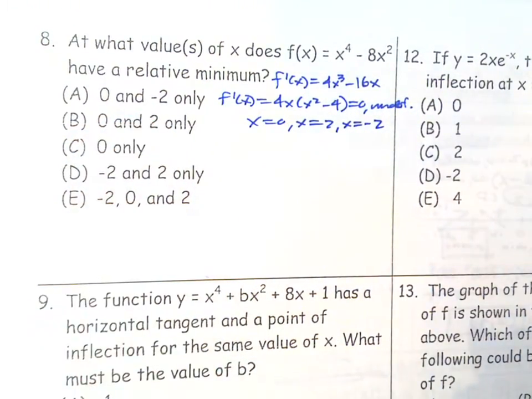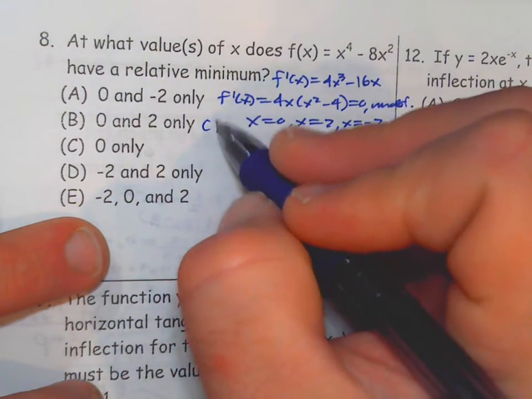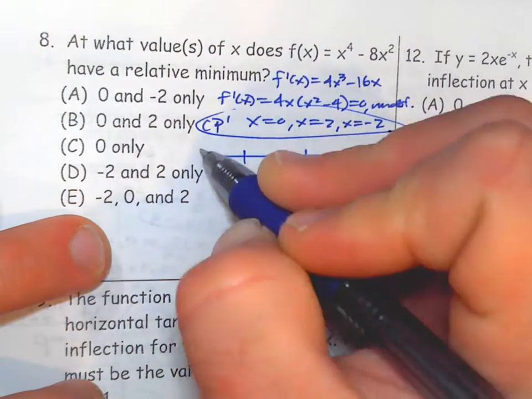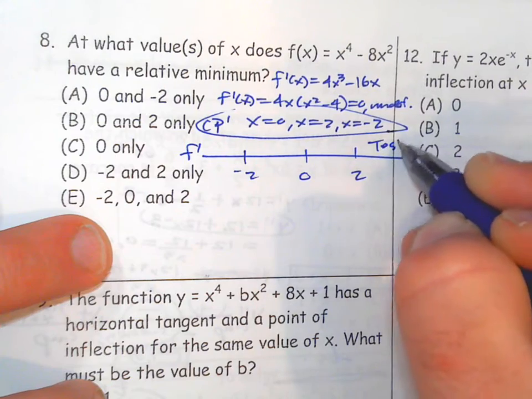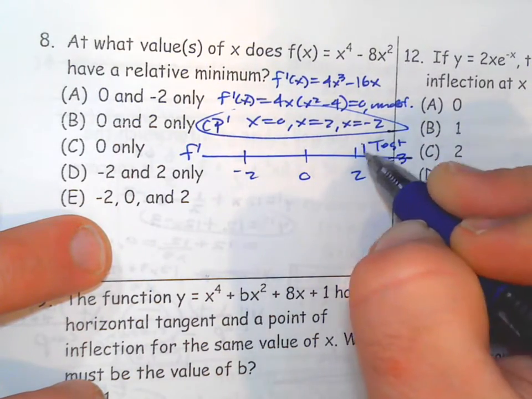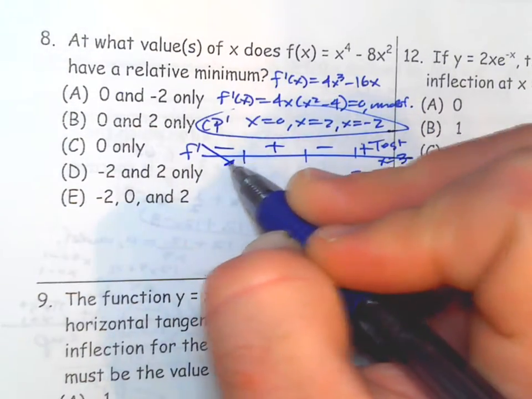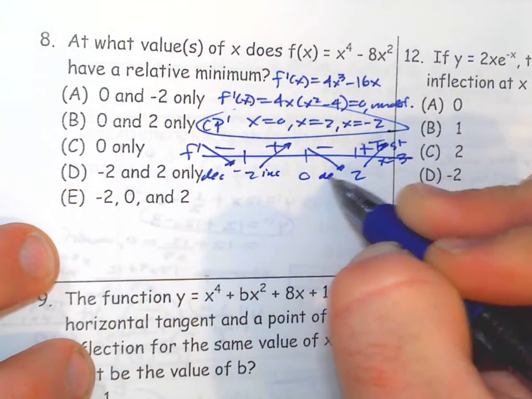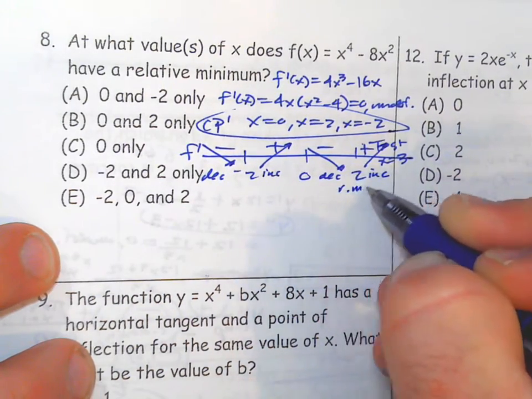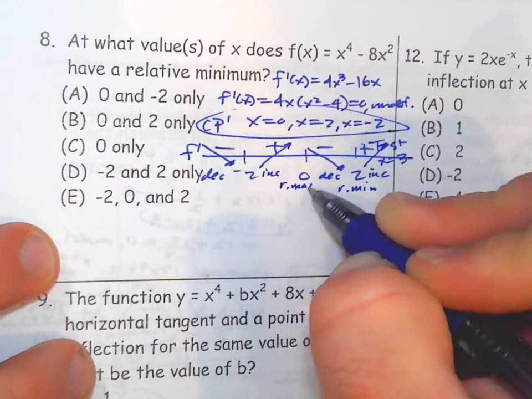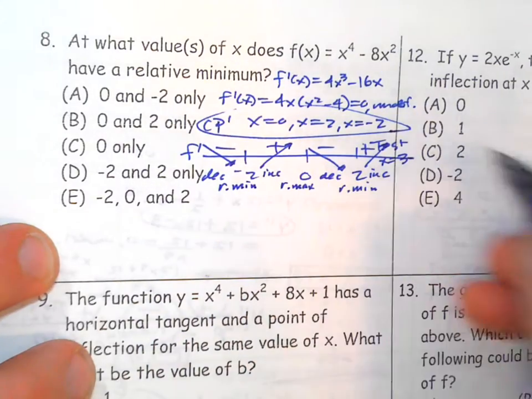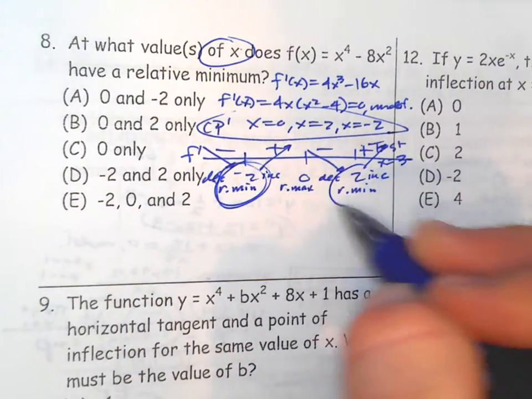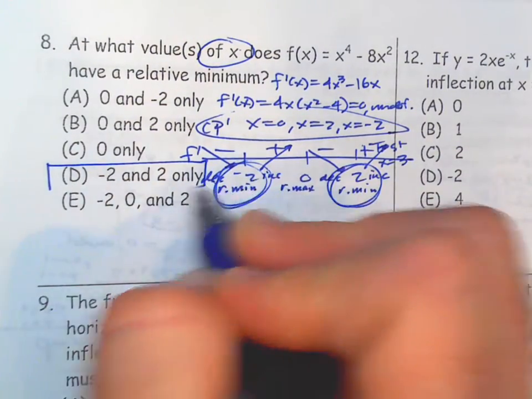x plus 2, x minus 2 if you want to factor it or solve it. So those are your critical points. So we do a line check, negative 2, 0, 2, label your line check, test the value, x equals 3, positive, negative, decreasing, increasing. This is a relative min right here, relative max right there, relative min right here. It says, what are the values of x? We have a relative min, so that's this guy and this guy, negative 2 and 2 only.